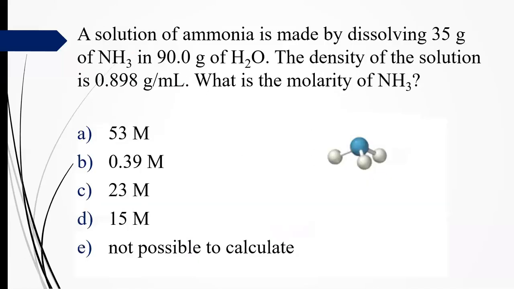So we'll do some practice problems. A solution of ammonia is made by dissolving 35 grams of NH3 in 90.0 grams of H2O. The density is 0.89 grams per milliliter, and we want to know the molarity of our NH3. What I recommend with our concentrations is that when we're trying to build them, we think about the end unit first and the pieces of it. So we're looking for molarity, which is moles of NH3 over the volume of the solution.